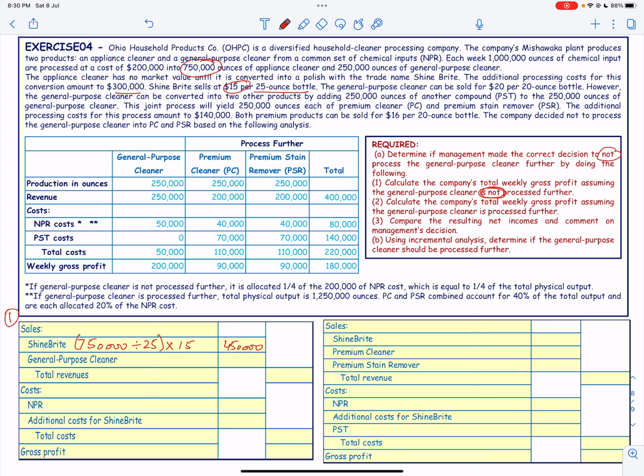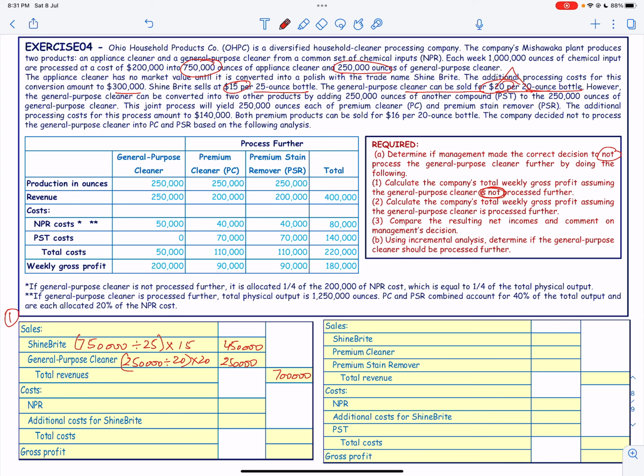The general purpose cleaner is 250,000 ounces. This is the quantity divided by 20, and is going to be sold at 20. The general purpose cleaner can be sold at 20 per bottle, 20 ounce per bottle. So we will divide this by 20 and we will multiply also by 20 because they are the same. So this will be equal to 250,000 and the total revenue will be 700,000.